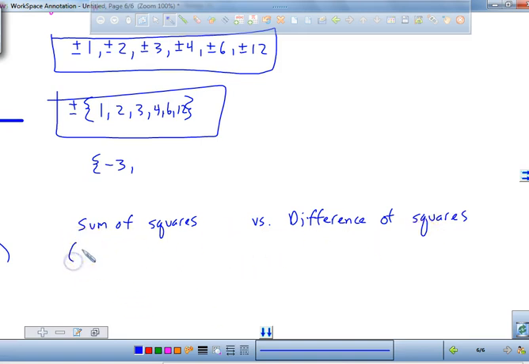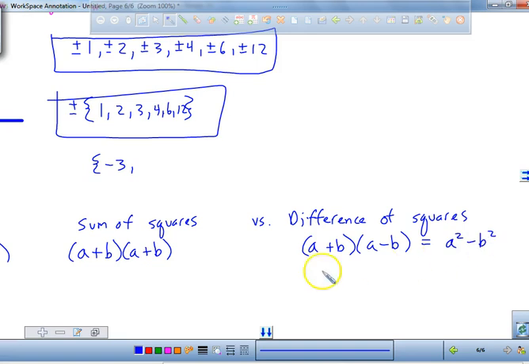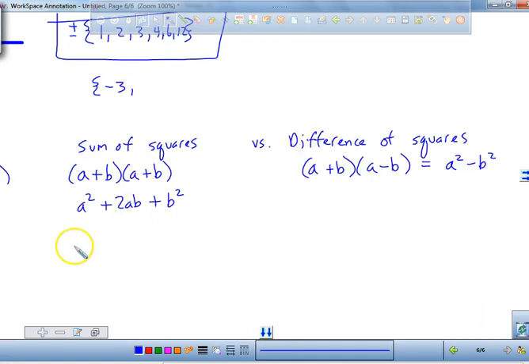The sum of squares is this. If I have a plus b times a plus b, that's what's called the sum of squares. The difference of squares is a plus b times a minus b. This multiplies to a squared minus b squared. This becomes a squared plus 2ab plus b squared. So here's some basic ones you need to know.